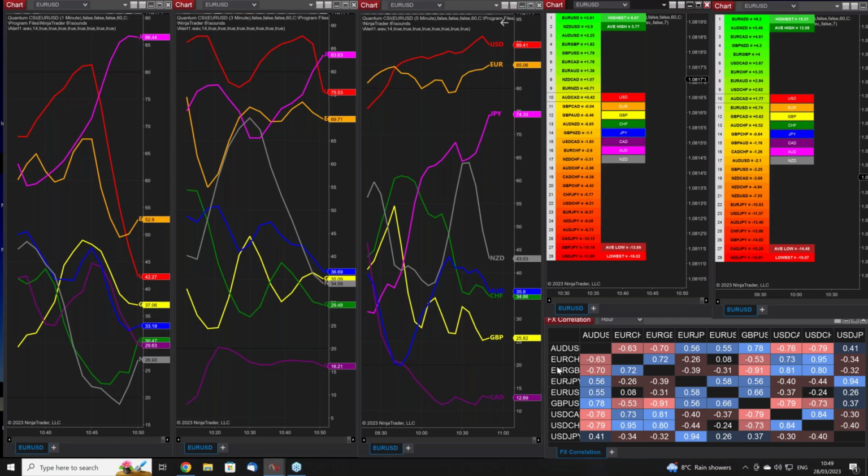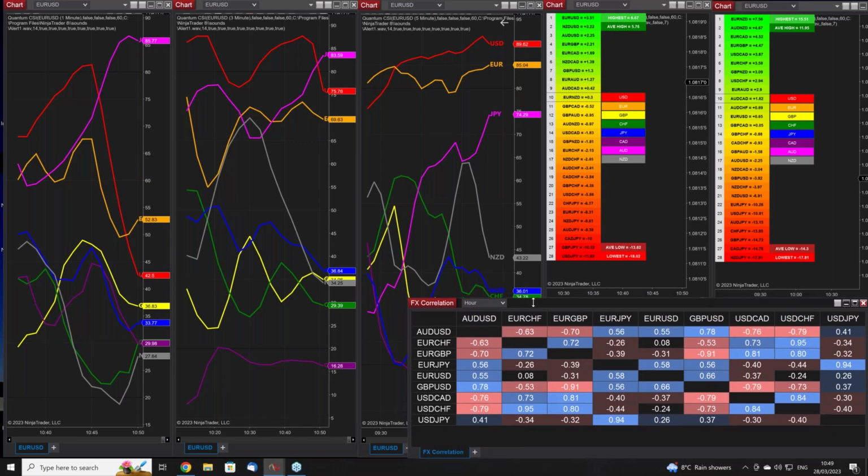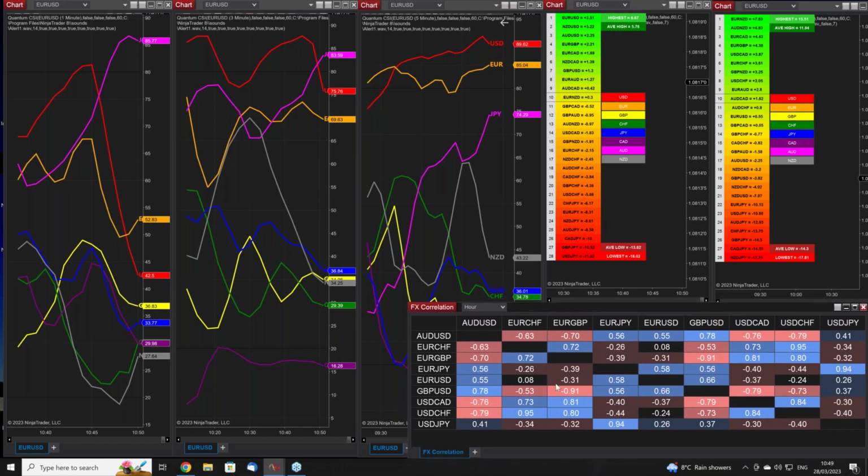Let's click those back on again. Let me just show you this at the bottom. This is an interesting little window that comes with Ninjatrader. And what it's showing us is the correlation between the currency pairs on a matrix. I've got this selected on the hour, but you can change it to slower.